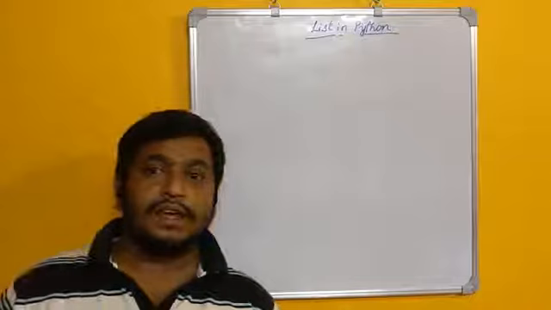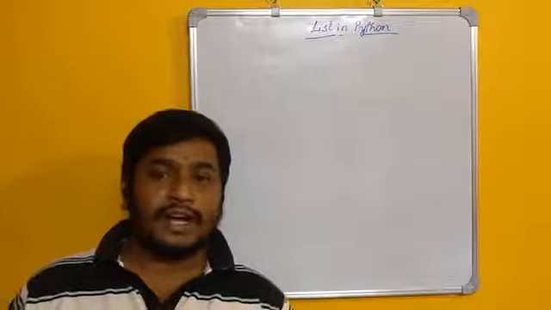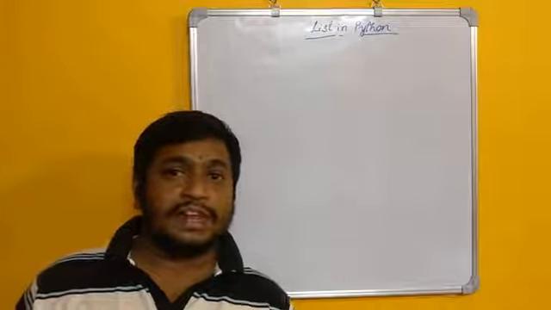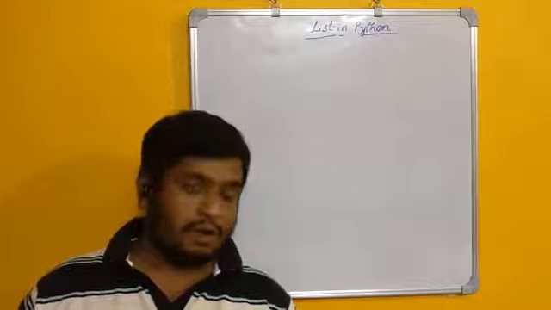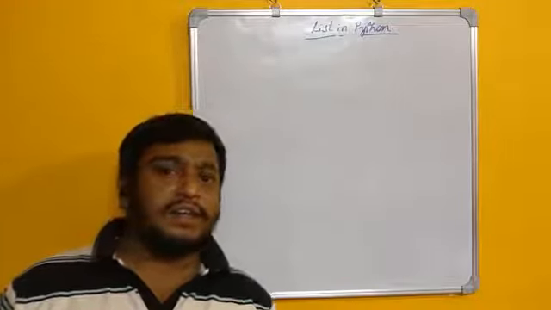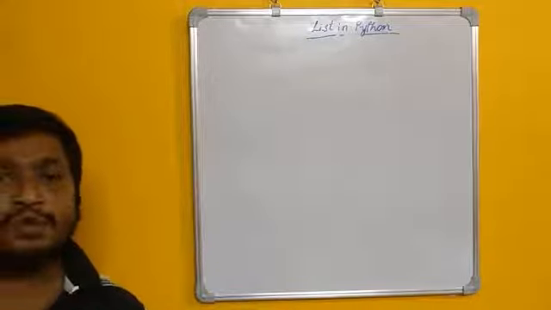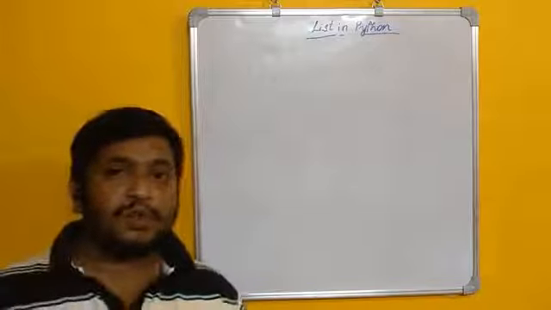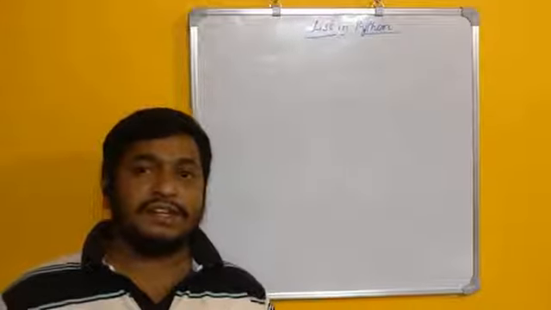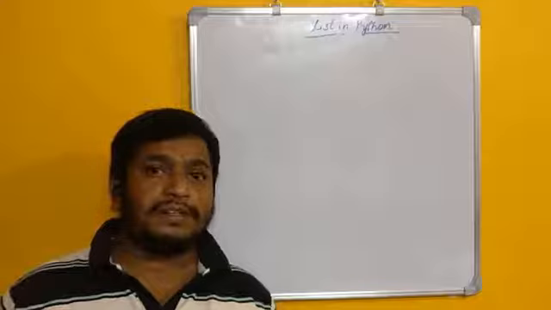Today we'll see list. Before going to list, we'll see what is sequence. Sequence is a data type which is a collection of elements or data. Why do we use sequence?